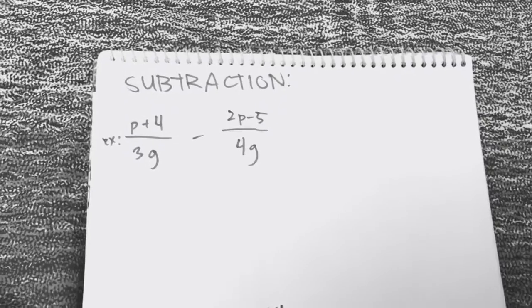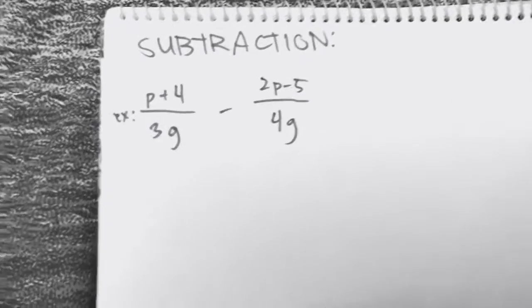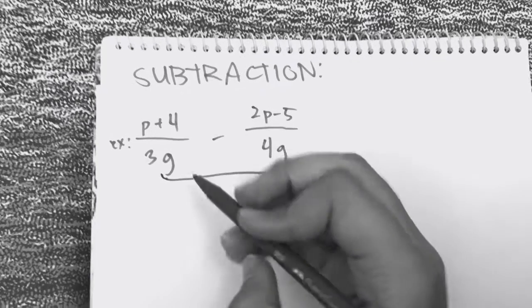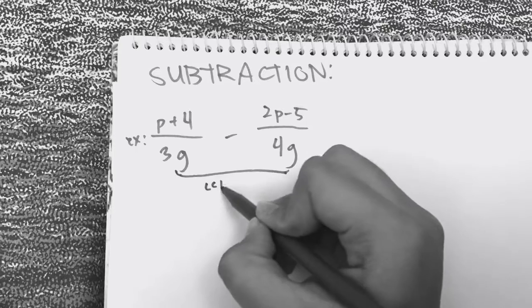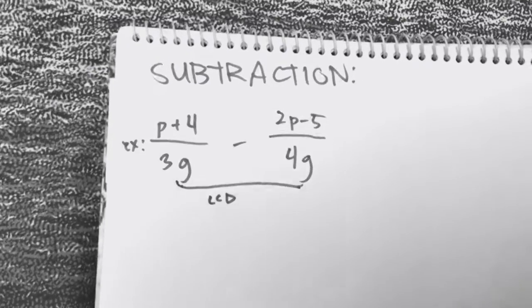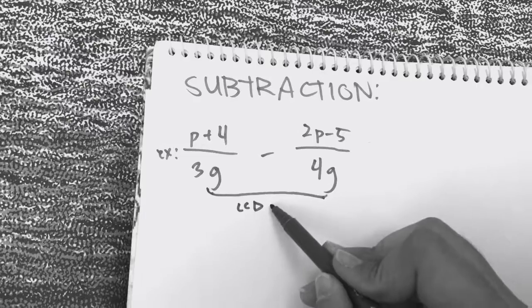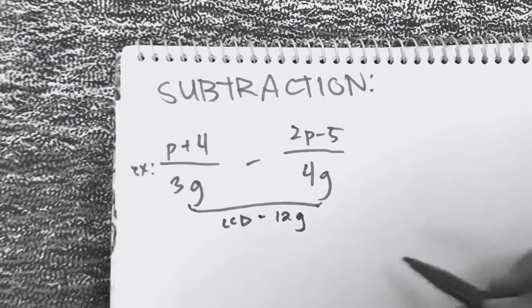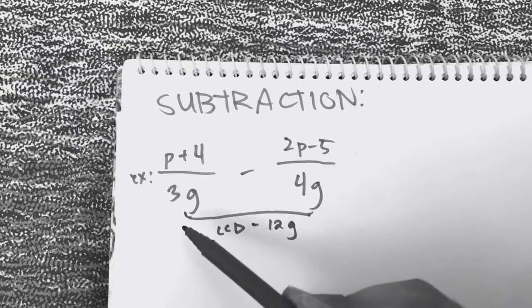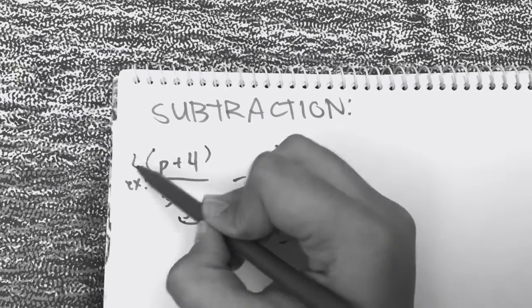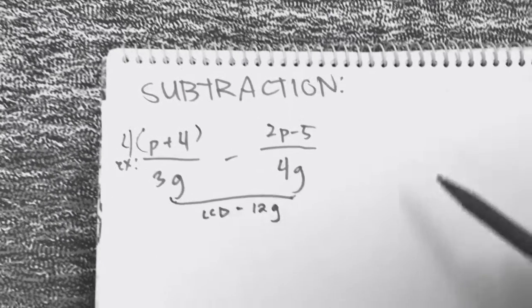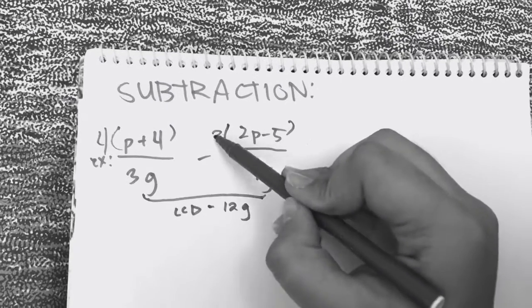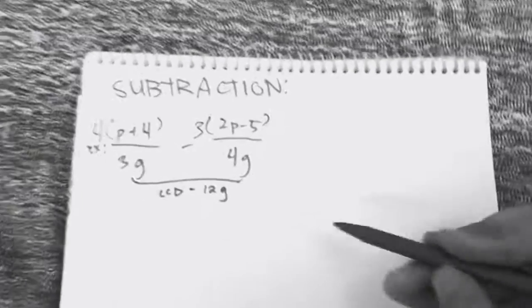For subtraction, you will also have to find the same denominator. So here you have 3g and 4g. Since they are not the same, you will have to find their LCD, which is 12. So divide 12 by 3 and you will get 4. So you will multiply the numerator by 4. And 12 divided by 4 equals 3. So you also multiply that by 3.